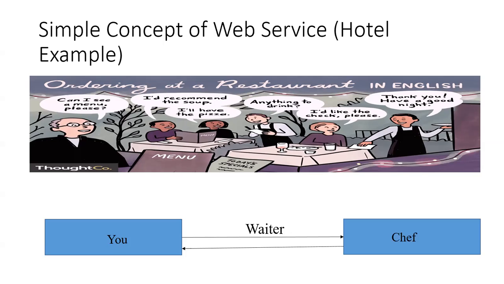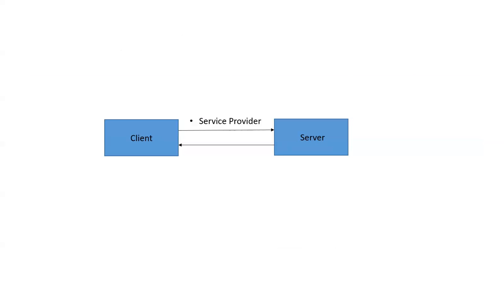So here the waiter works as a communication medium between client and server. In the computer world, you are the service requester and the chef is the service provider. Between you and the chef, the communication medium is the waiter. So this is client and server. The client always sends a request to the server and the server responds. And for communication, we use web service here.